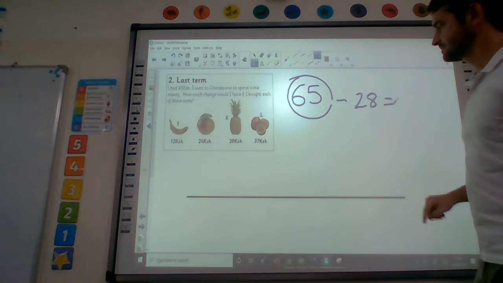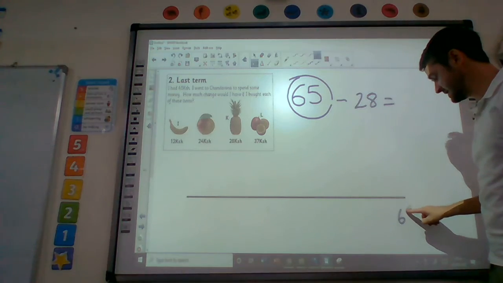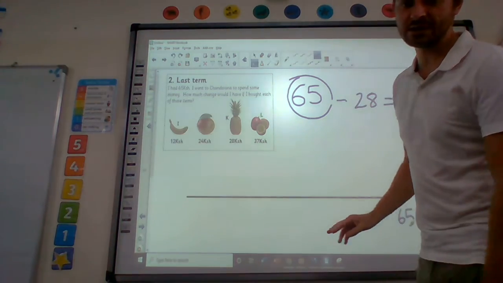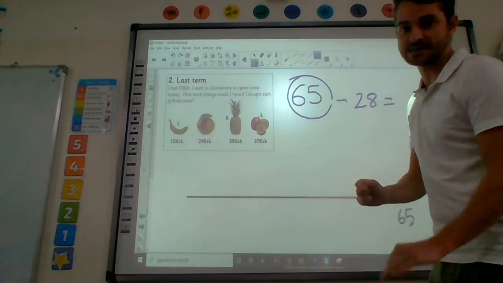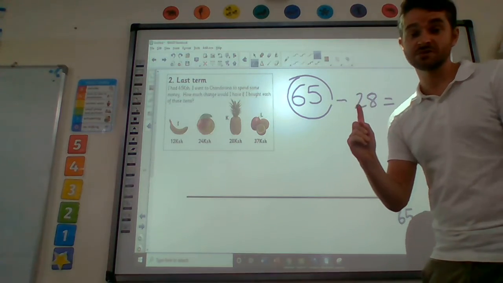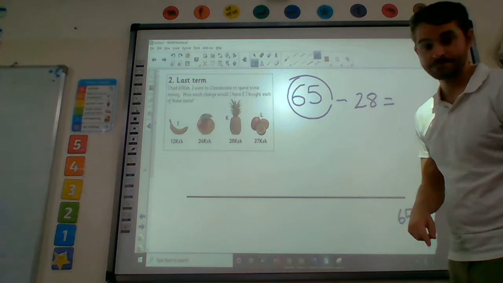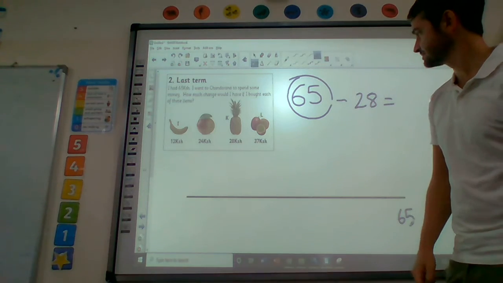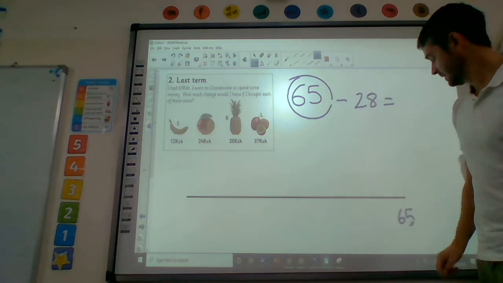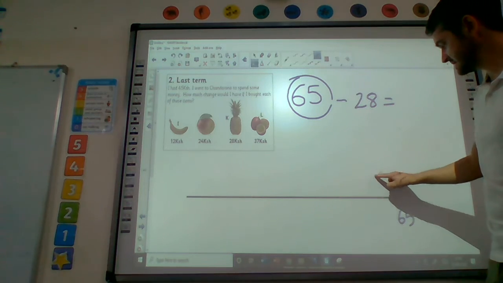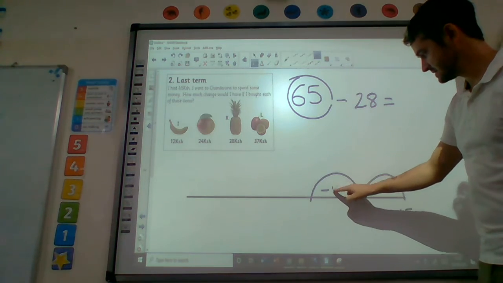28 this time. So my 65 is still here. Use your number line. Work out 65, take away 28. This is tough. You've got 2 jumps of 10, and you're going to have to go backwards through a 10. Pause the video, have a go now. Okay, here we go. Take away 28. 2 tens.